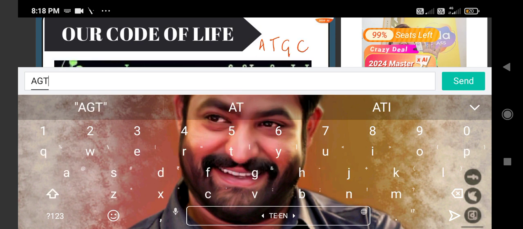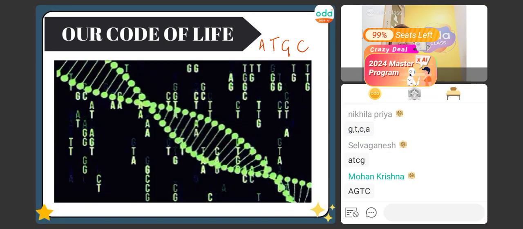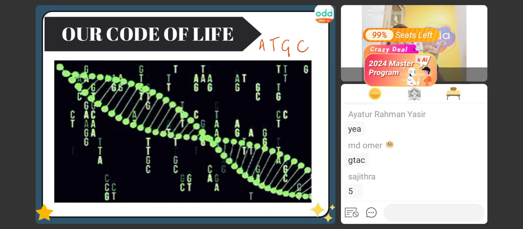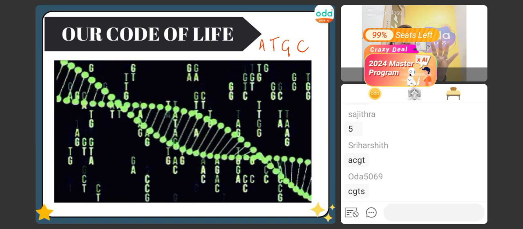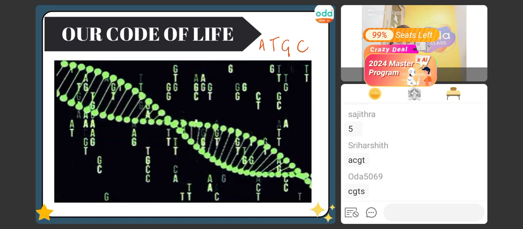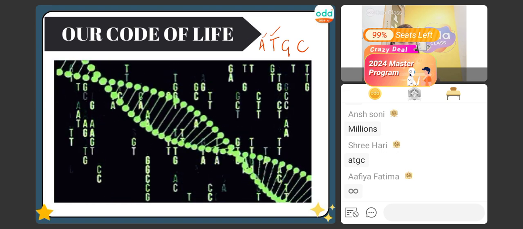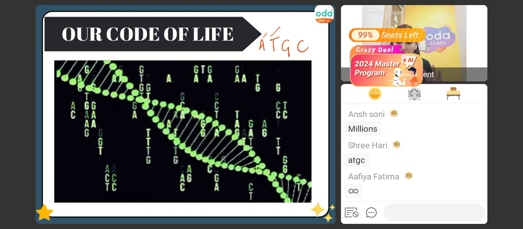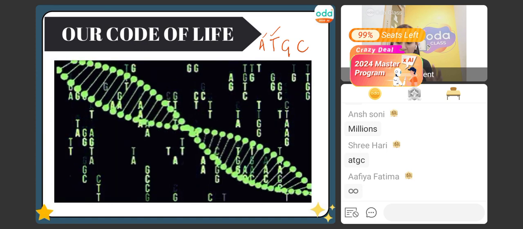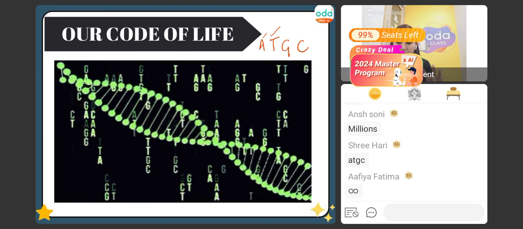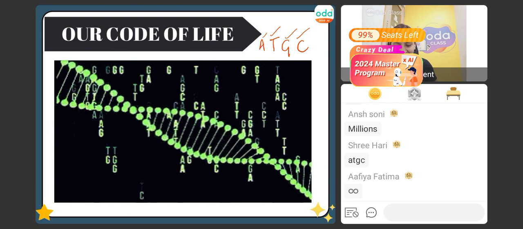Can you see it? Now tell me how many of these will be present in one cell? How many such alphabets will be present in one cell? They are called bases, nitrogenous bases. Adenine, thymine.